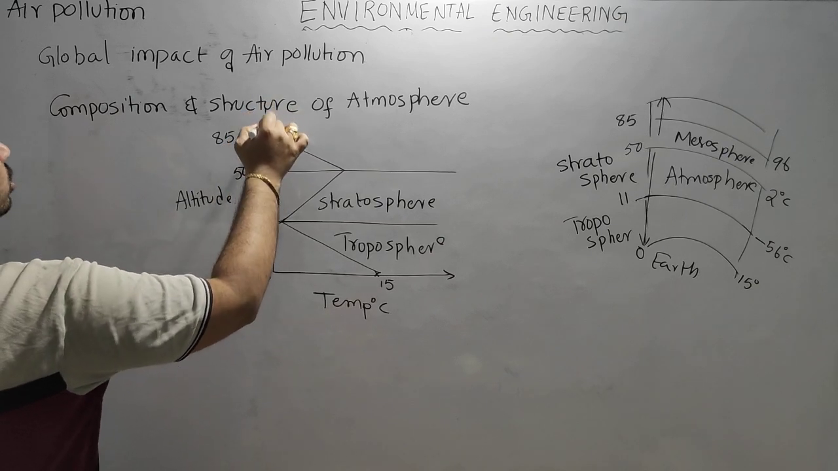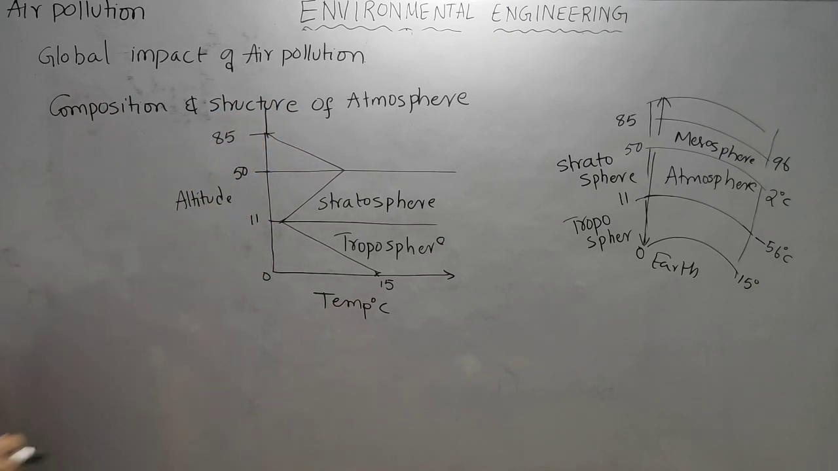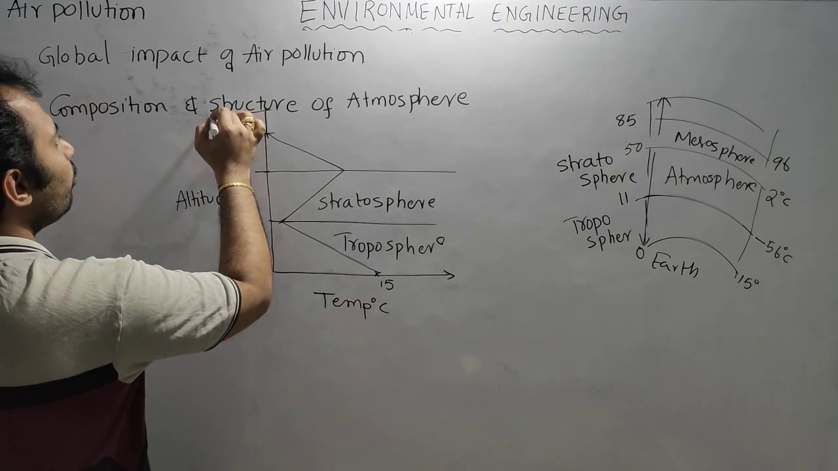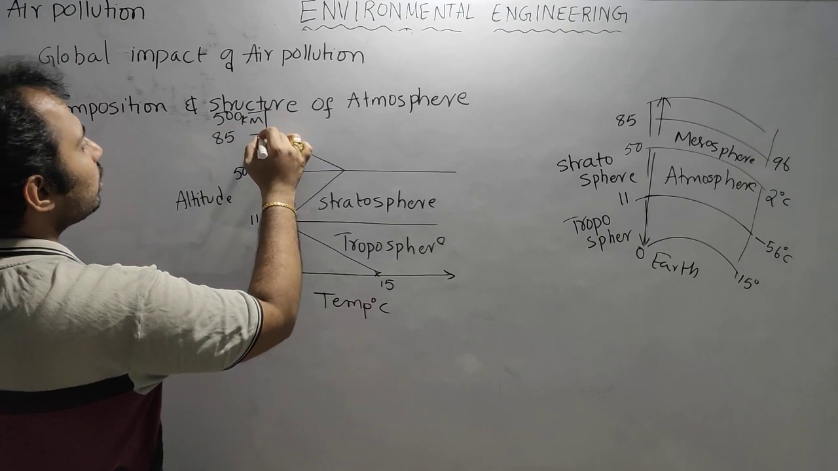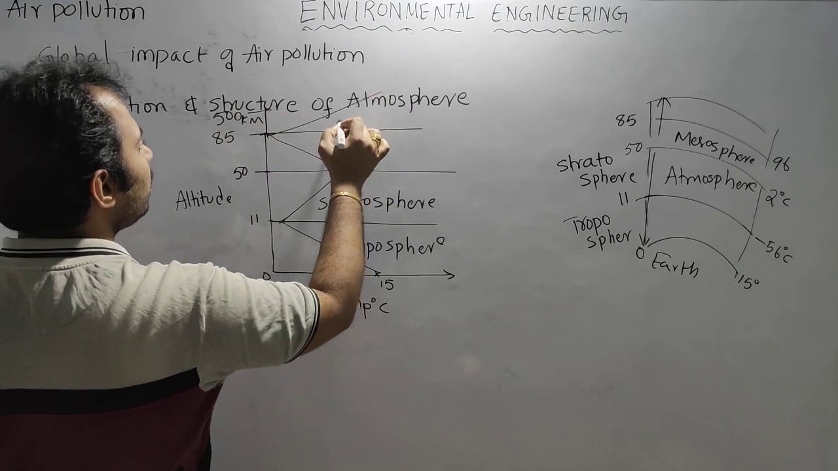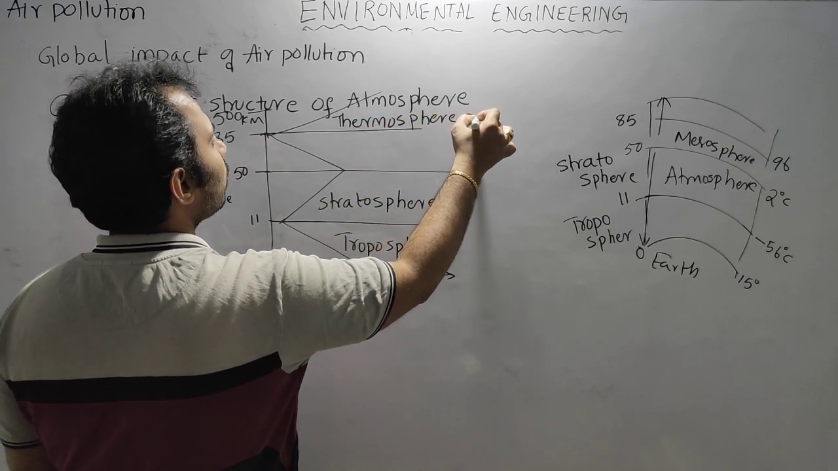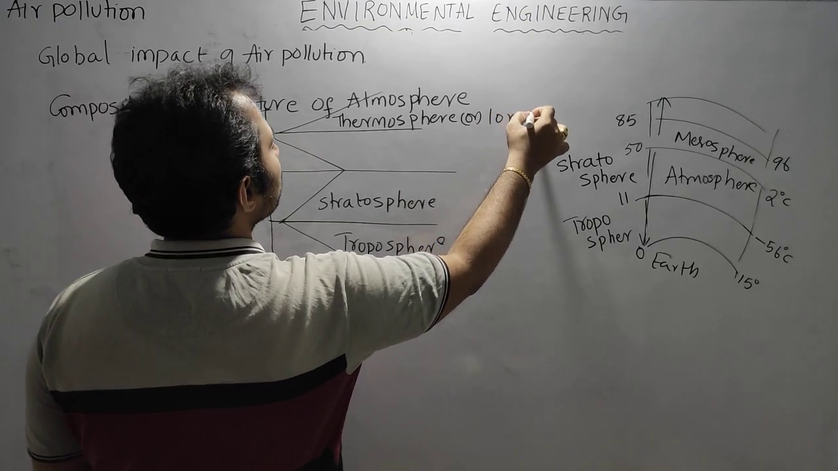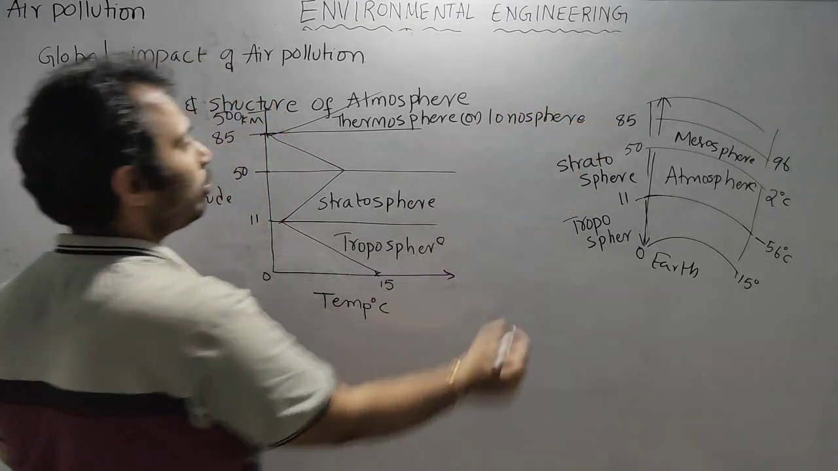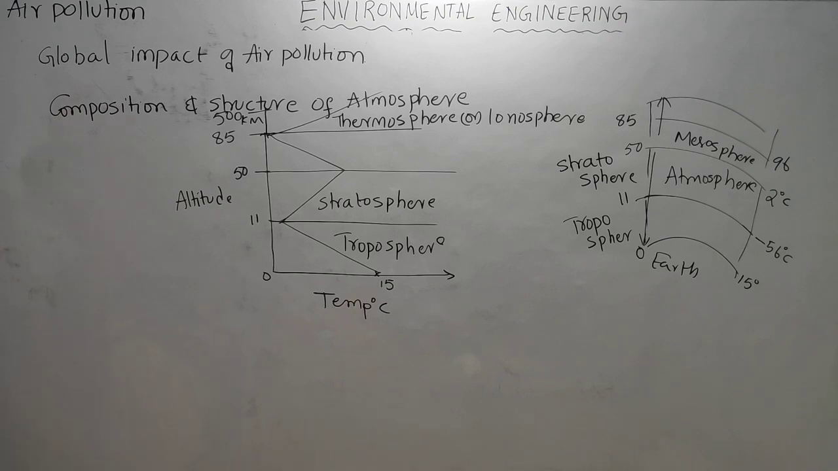The topmost is the ionosphere. This is 85 to the maximum extent up to which the atmosphere is present, that is 500 kilometers. Thermosphere or ionosphere. From 85 to 500 kilometers, the temperature increases. We call this the thermosphere or ionosphere.